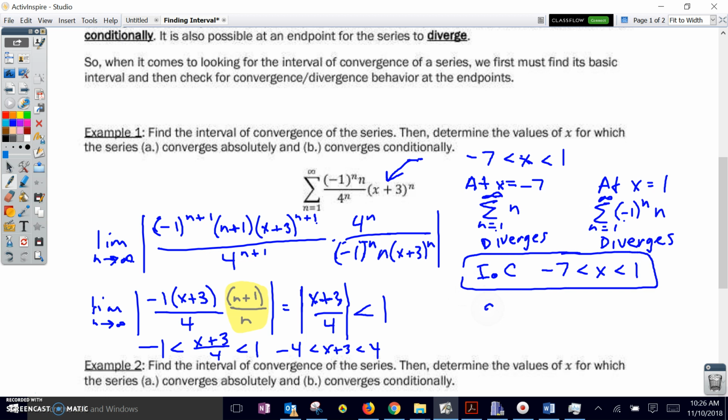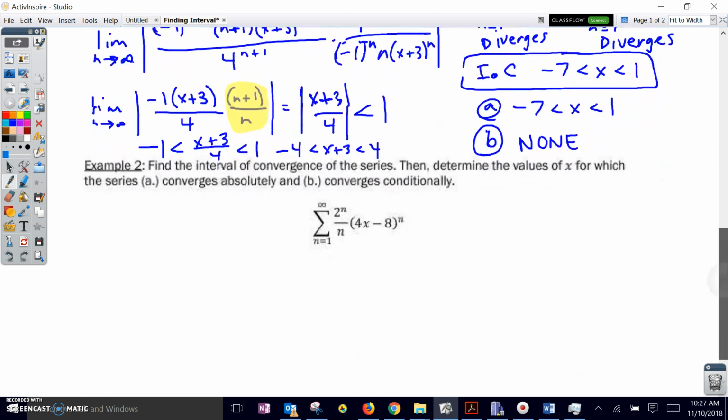And then to answer questions A and B, it converges absolutely everywhere in the interior, and there are no other points in the interval of convergence other than the interior, so it converges conditionally nowhere. Alright, that's the end of example 1.